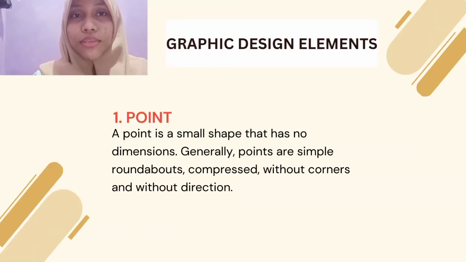Graphic design elements. For the first point, a point is a small shape that has no dimensions. Generally, points are simple round shapes, compressed, without corners and without direction. Dots tend to be displayed in groups varying in number, arrangement, and density. Points can form shapes if they are supported by movement, light, and color.